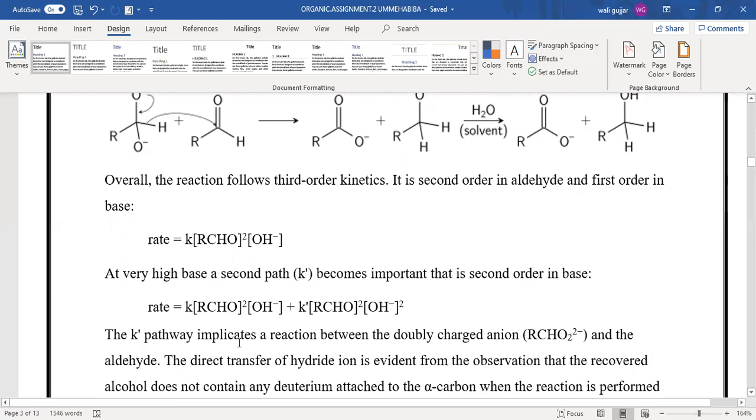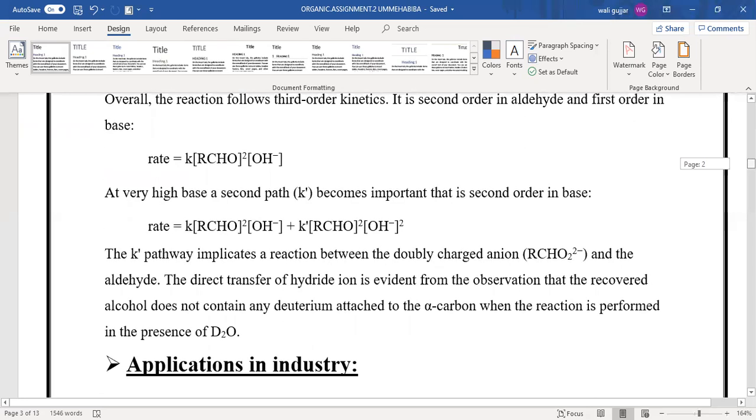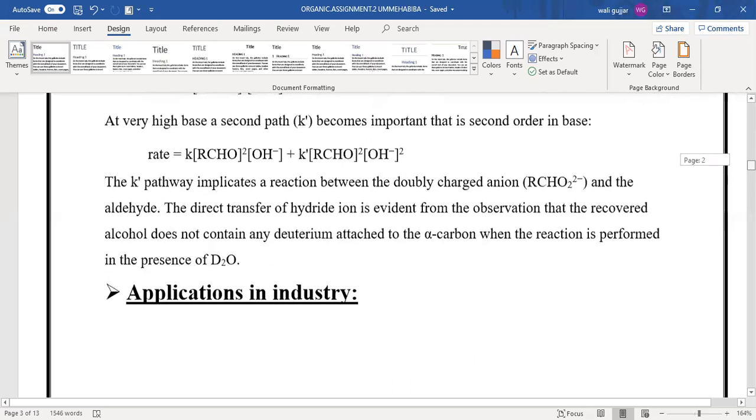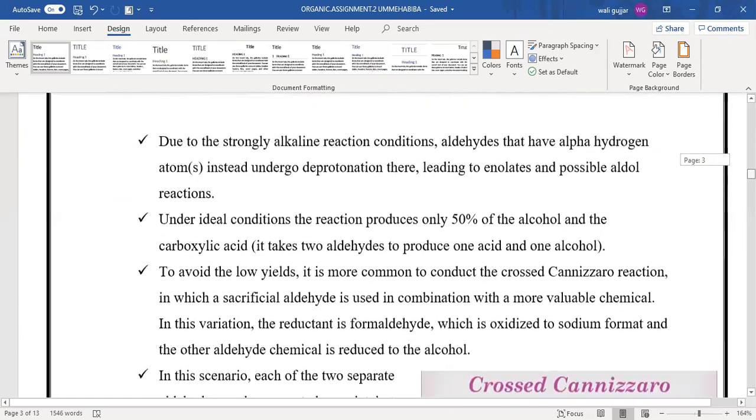Then the pathway implicates a reaction between the doubly charged anion and the aldehyde. The direct transfer of the hydride ion is evident from the observation that the recovered alcohol doesn't contain any deuterium attached to the alpha carbon when the reaction is performed in the presence of D2O. D2O is basically heavy water. So then we see what its applications are in industry.